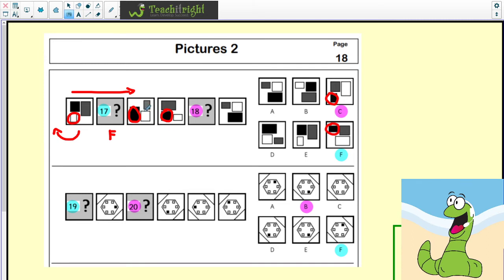Same applies with the white ones. So we've got a medium white, a little white. We need a large white there. And we've got a small grey, a large grey, and then a medium-sized grey shape there.